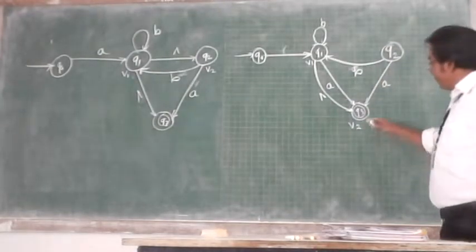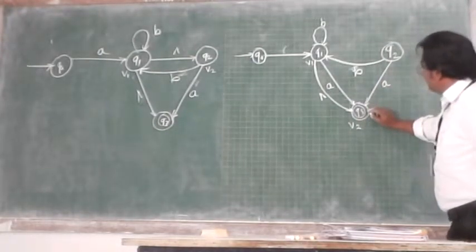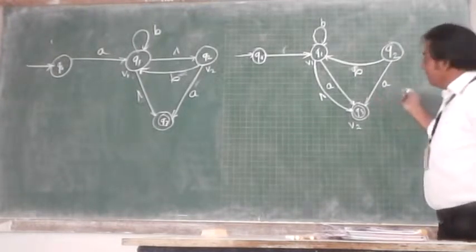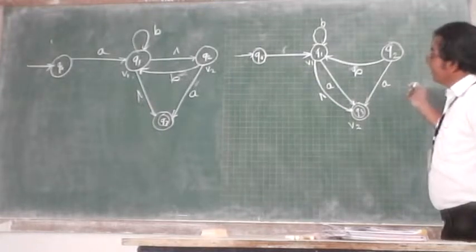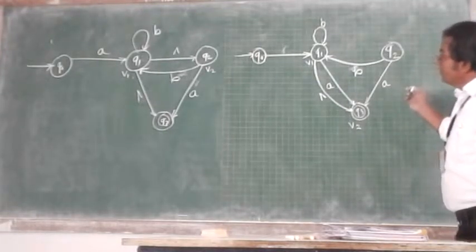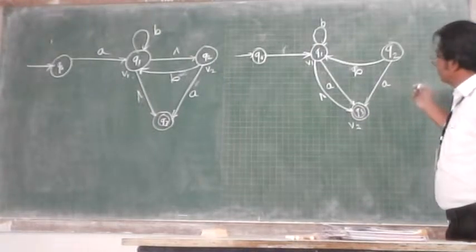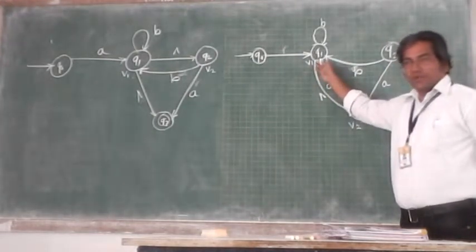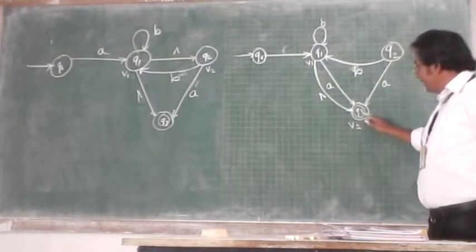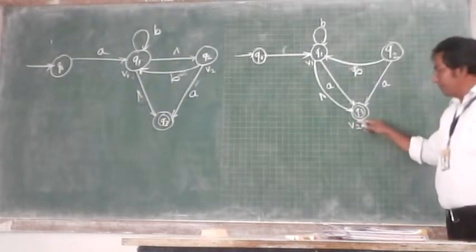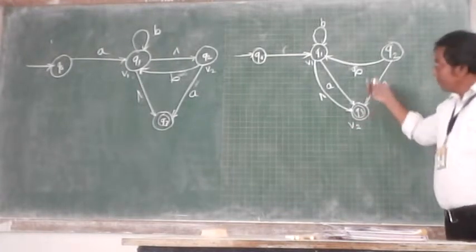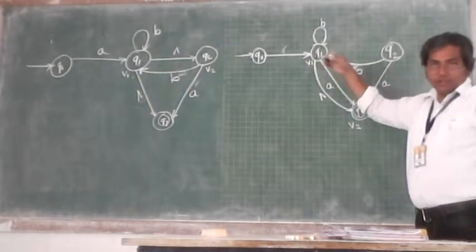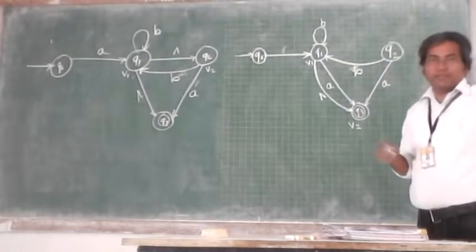Find the outgoing transition from V2. What is the outgoing transition? There is no outgoing transition from V2. So there is no need to copy from Q1. Can you see clearly? Is there any outgoing transition from V2, meaning Q3? No. Means there is no need to copy anything from Q1. Okay? So next step.